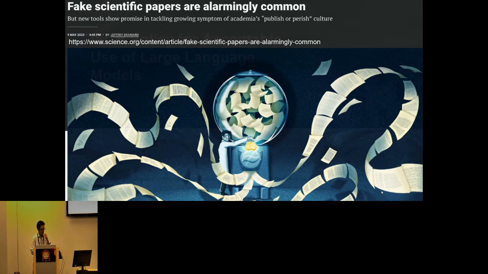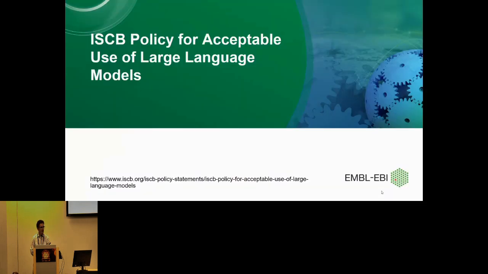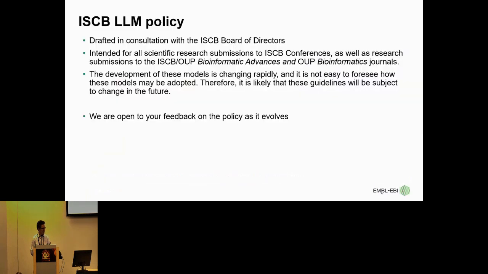Okay, so a year and a half ago, we were thinking we really need a policy for this, so that people understand what is and is not acceptable. Things are changing very fast, so this policy is subject to change. We decided to draft this policy in consultation with the board of directors. It's intended for the Society Journal, but Bioinformatics has also signed up, and it is applied to other society proceedings. We're open to your feedback about this policy. If you think there are things that you agree or disagree with, we're really interested to hear.